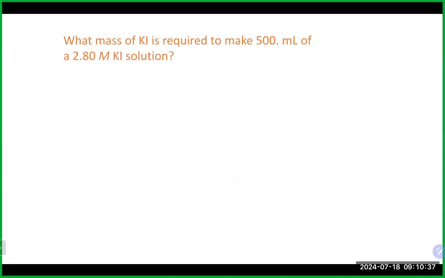All right, so I want to try this one here. What is the mass of KI that's required to make 500 milliliters of a 2.8 molar solution of potassium iodide? 39.10 once again for our potassium, and iodide there is 126.9.